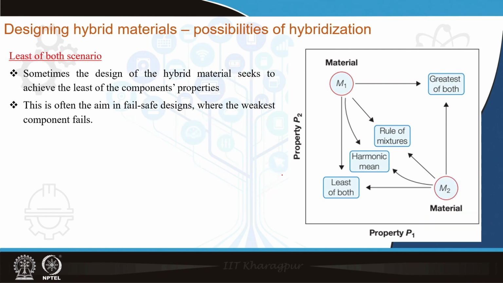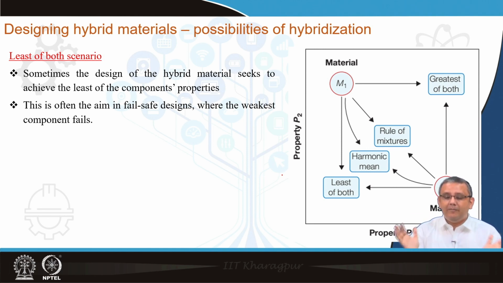This least of both is also sometimes appropriate for design purposes. For example, if a design is planned where it is a fail safe design, that means the weakest component should fail first, so that the whole component will remain intact without failing. And this is the least of both. That means the aim of the hybrid design is to obtain the least property which will fail first, giving the best combination of properties to survive the test.